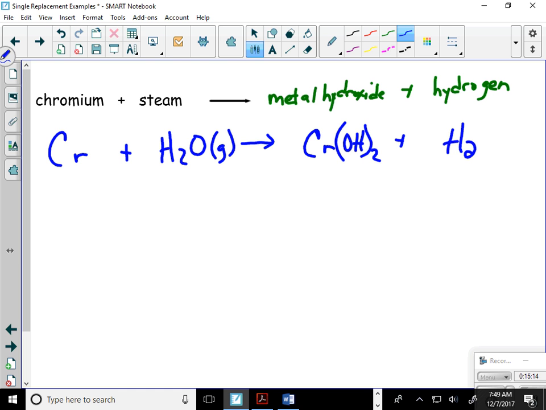Now, I need to balance. All right? And looking at this, if I put a 2 here, my hydrogens are okay, my oxygens are okay, and my chromiums. So I believe that if I put a 2 right there, I am good.